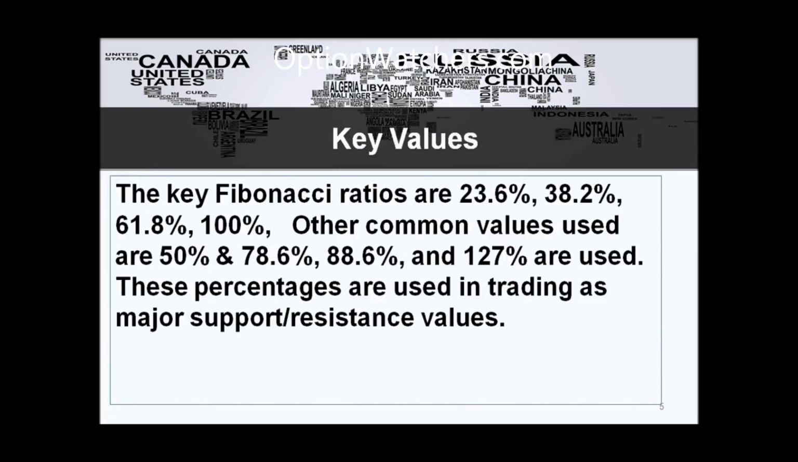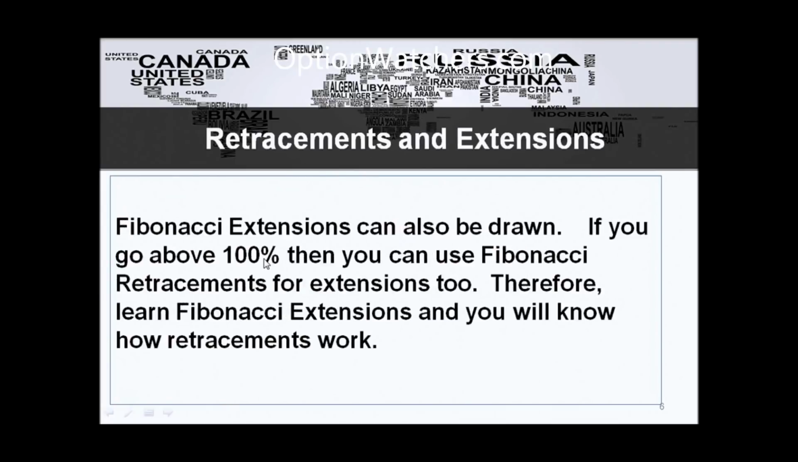Now, the key Fibonacci ratios are right here: 23.6, 38.2, 61.8, 100%. Everyone understand that? Other key values are 50%, 78.6, 88.6, and 127. Now, these are percentages. Sometimes you may see them in decimal form. In decimal form, this may look like 1.27, this may look like 0.886, this may look like 0.786, and so forth. Now you've got all these numbers.